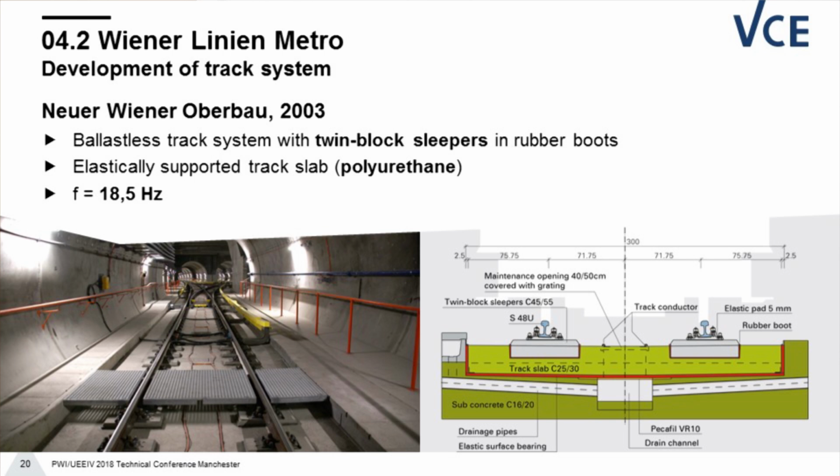But something happened again. In 2006, a new train type was introduced. It's the train type that I was showing also this morning that shows worse emission behavior in comparison to the former trains.